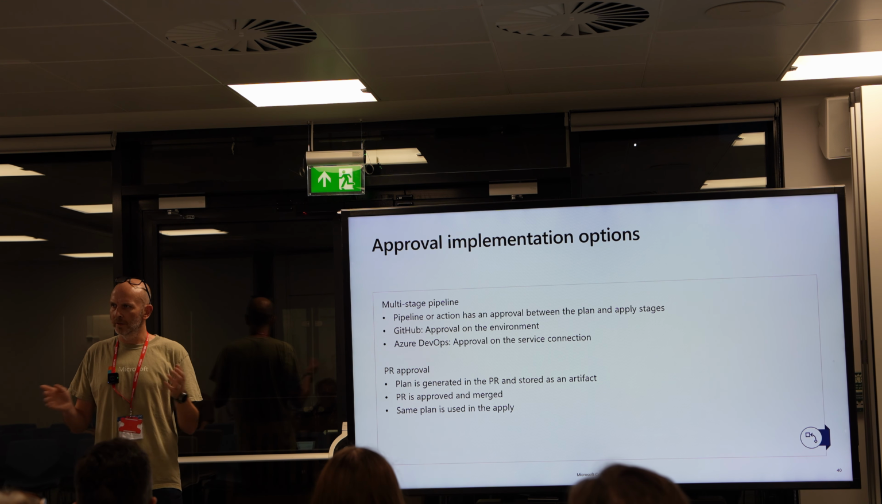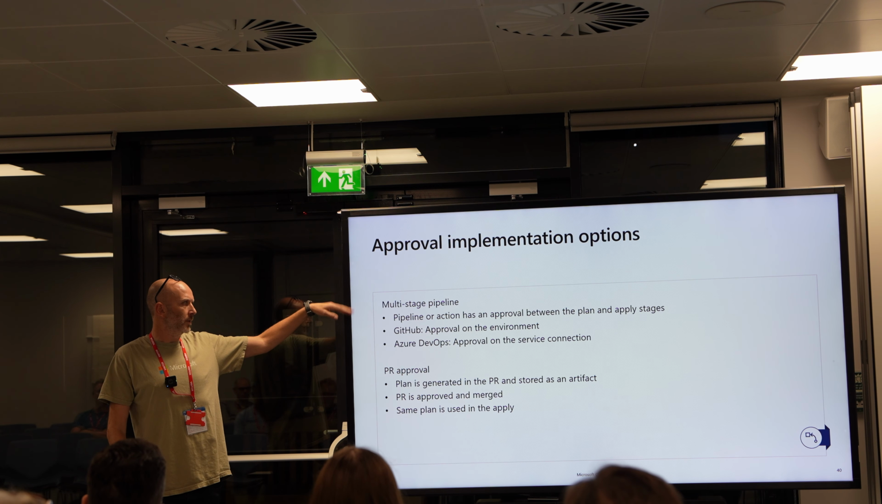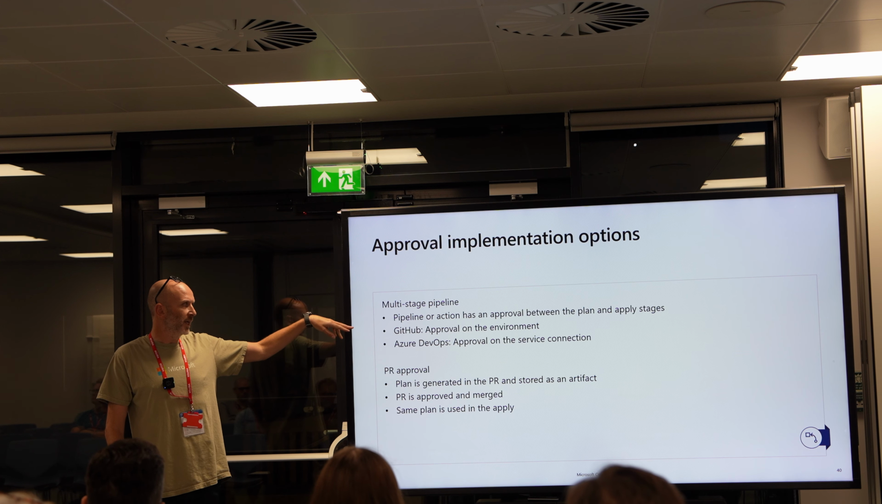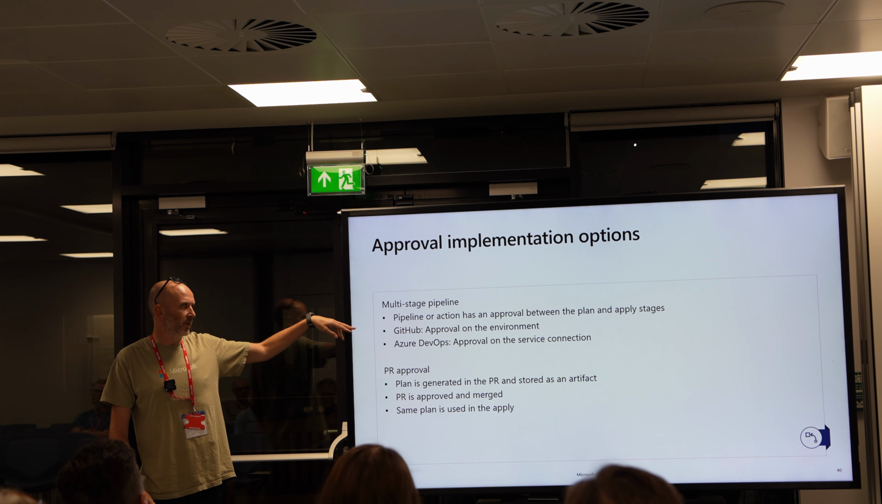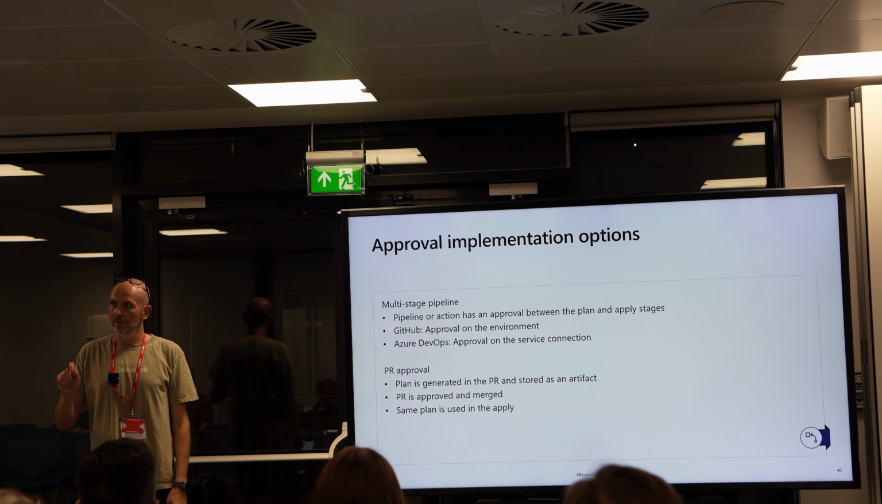For a dev environment, you don't need an approval, right? Because you're just going to slow everybody down. But for GitHub, the approval has to be on the environment, and for Azure DevOps, the approval can be right on the service connection. That's where I recommend putting it.